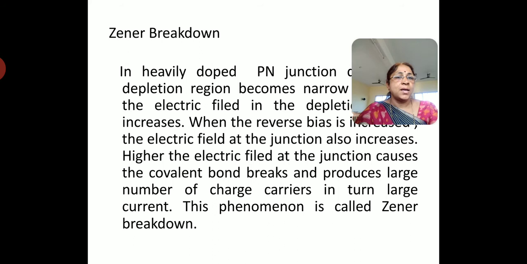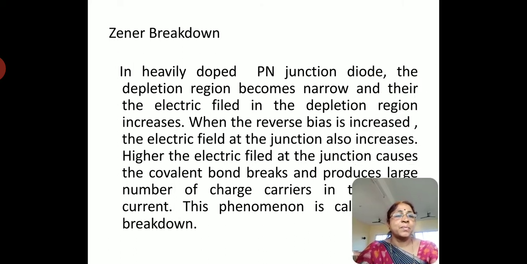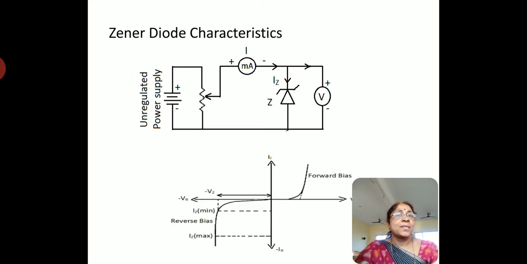In turn, it will produce a large current. This phenomenon is called the Zener breakdown, and the voltage across that Zener breakdown is known as the Zener breakdown voltage. Now let us study Zener diode characteristics.